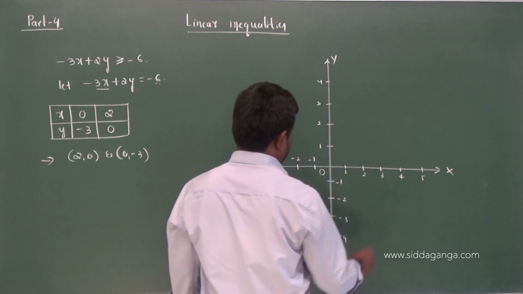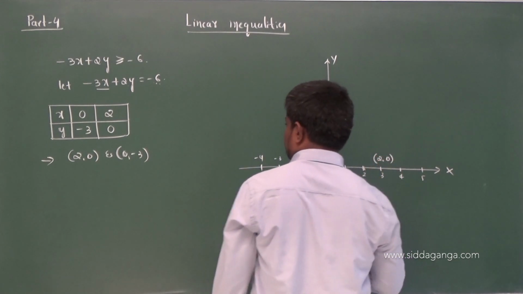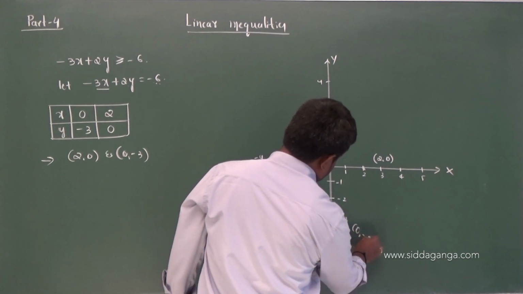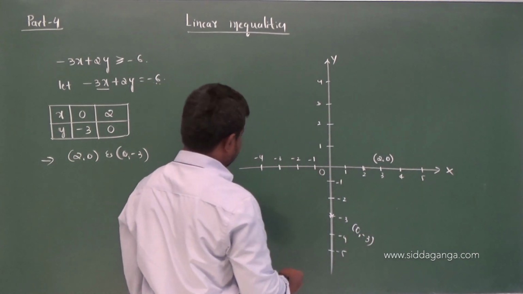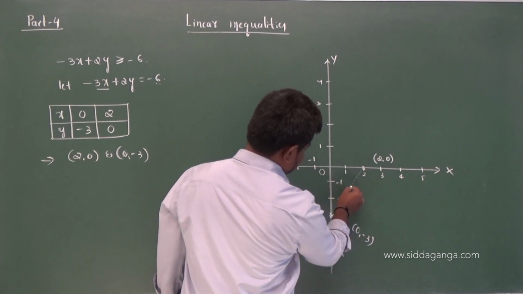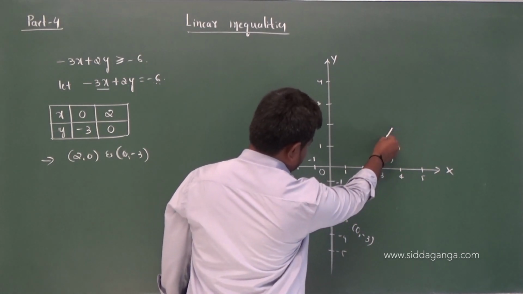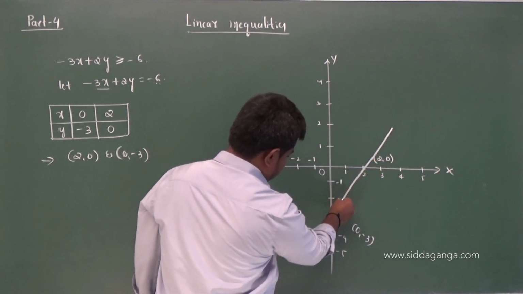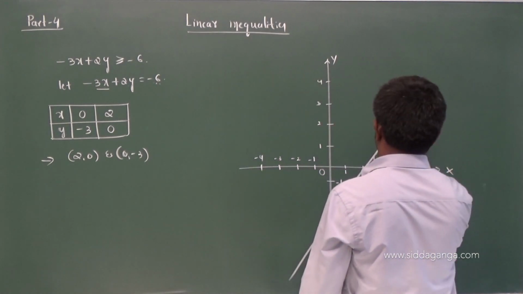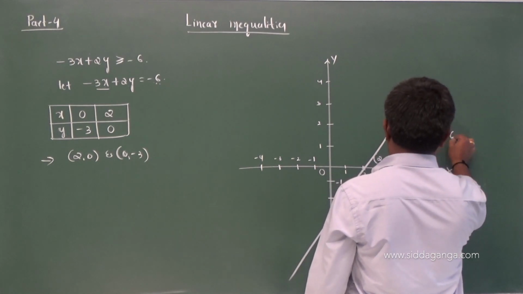So, 2 comma 0 is what? This is a point, 2 comma 0, and one more, 0 comma minus 3. This is your point, 0 comma minus 3. Then this is our line, that is, minus 3x plus 2y equal to minus 6.